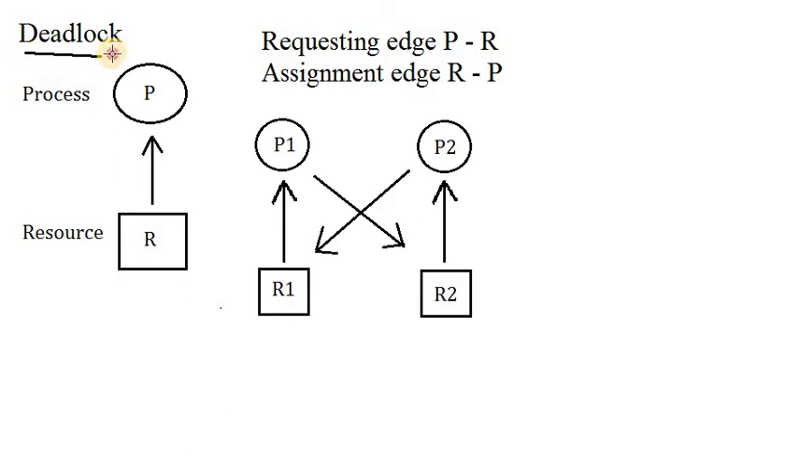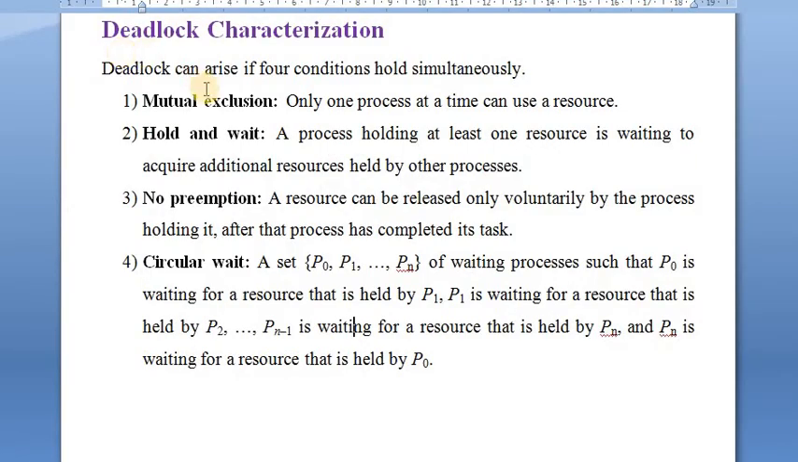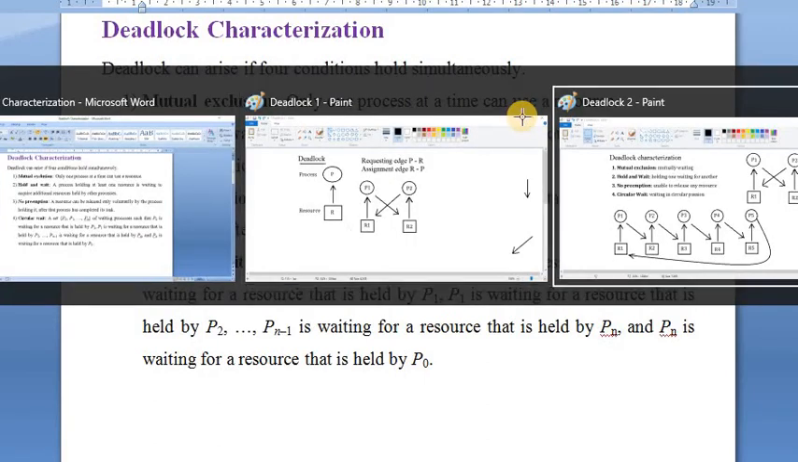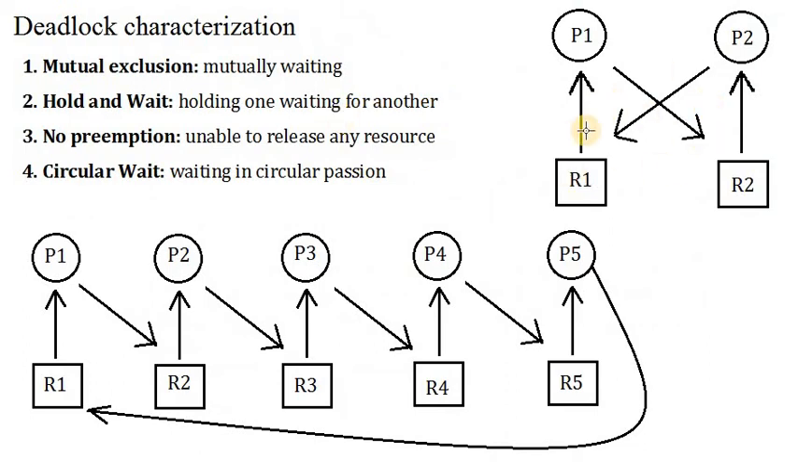Now we will see the deadlock characterization. What are the characteristics of a deadlock? Mutual exclusion, hold and wait, no preemption, and circular wait. These are the four characteristics of a deadlock. First of all, what is mutual exclusion? Mutual exclusion means only one process at a time can use a resource. So in this mutual exclusion, what happened? Let us see this diagram.